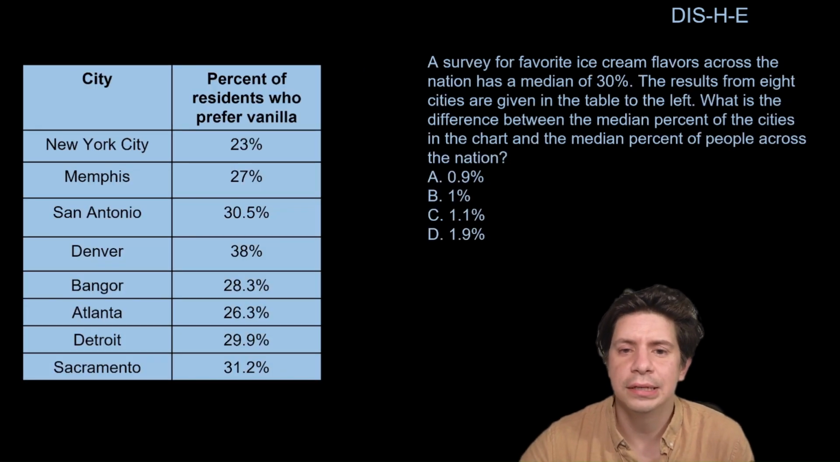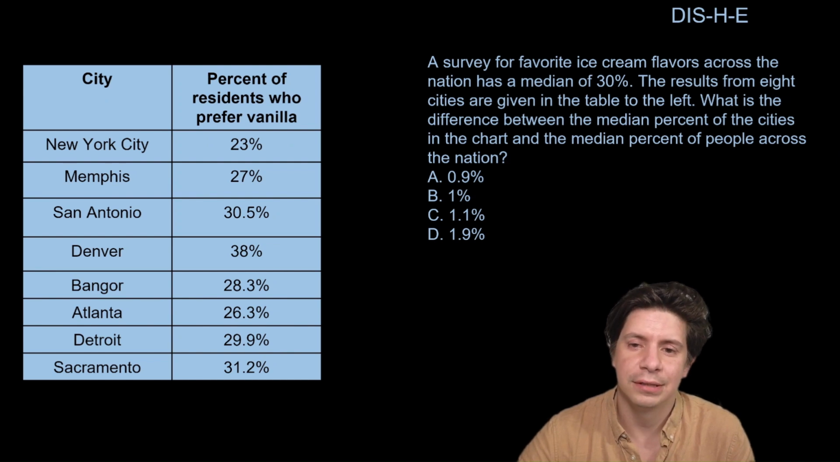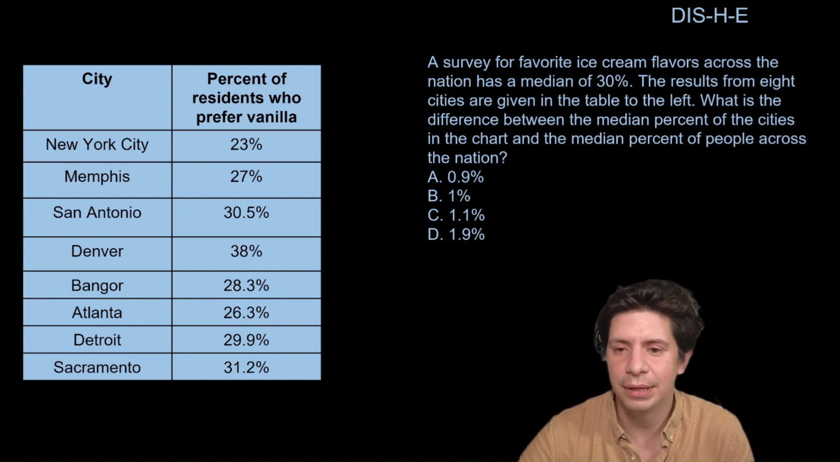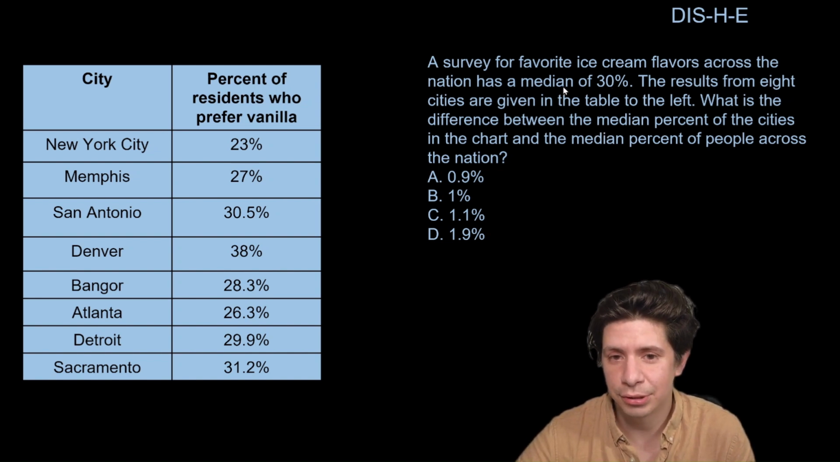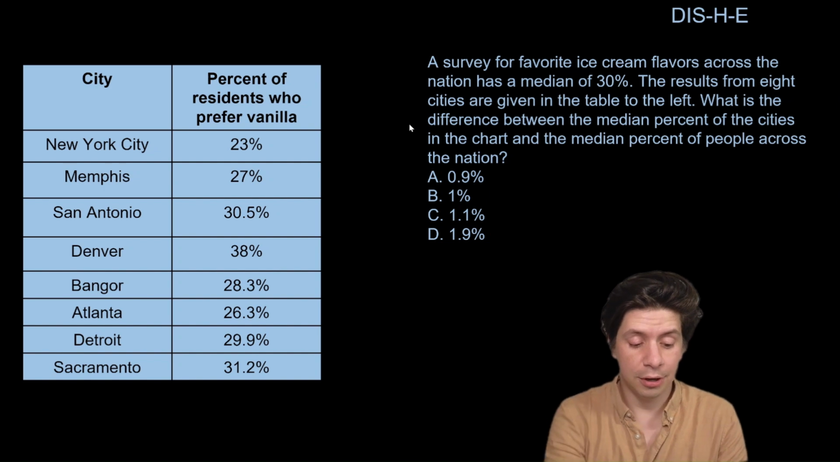Now let's go to E. A survey for favorite ice cream flavors across the nation has a median of 30%. The results from 8 cities are given in the table to the left. What is the difference between the median percent of the cities in the chart and the median percent of people across the nation? So across the nation, it's 30%. And now in the chart, let's see.